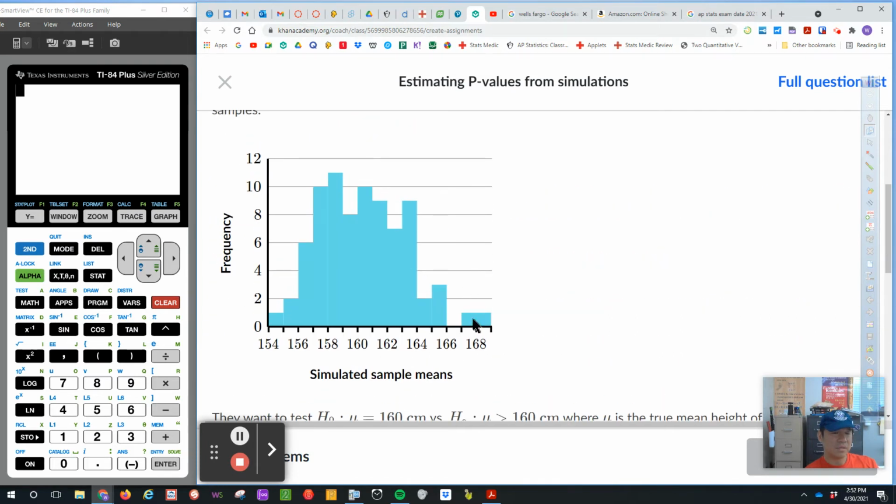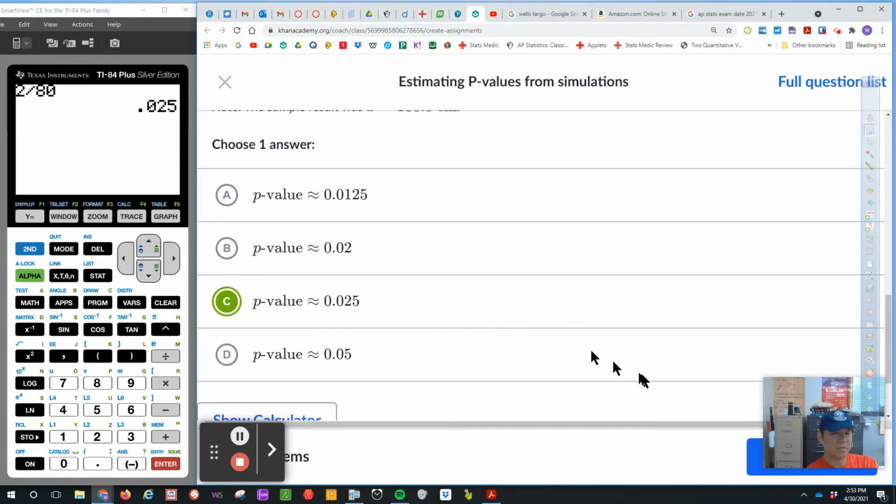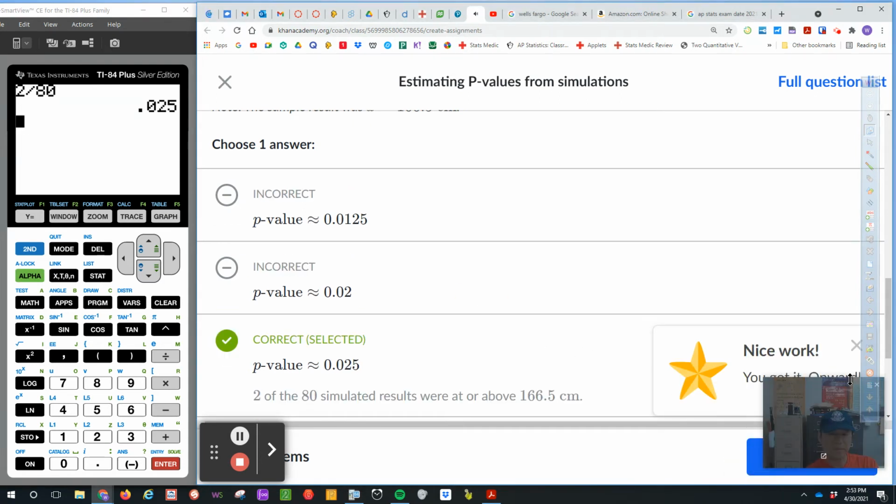So for the p-value on the simulation, you pick the side. So here, this is greater than, right? So you put the sample here, and the sample was 166.5, which is about here. But because you're suspecting greater than, we want to know how often does that happen? How often in the sample of 80 did you have a sample mean greater than 166.5? And out of 80, only two times. So if you take 2 divided by 80, 0.025, and that's your p-value, right? So hopefully that makes sense.